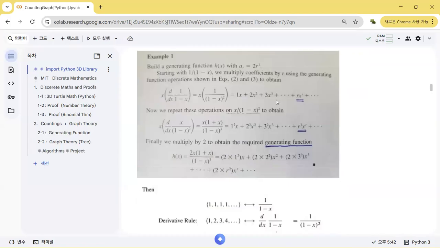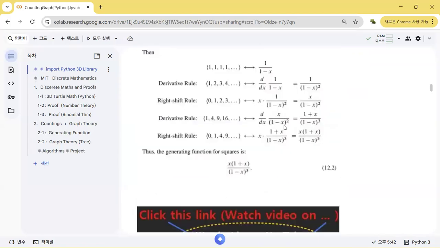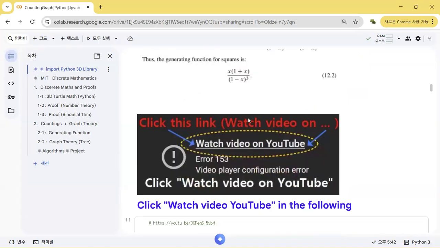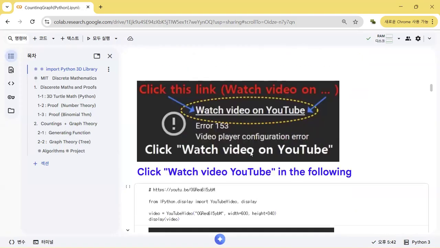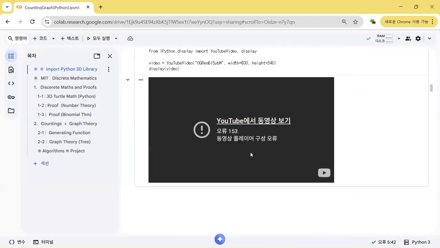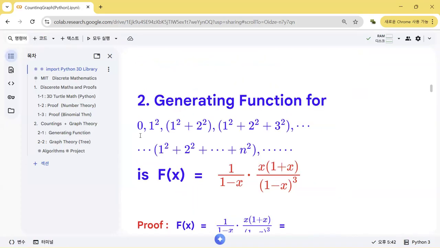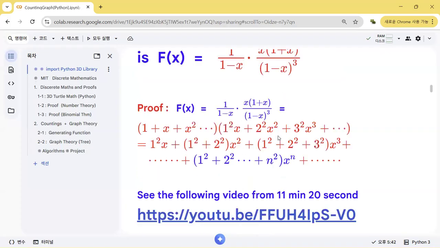So you may see this one. Well, you may read this one, or you can watch this YouTube video. And then finally, what is the generating function? Is it 0, 1 squared, 1 squared plus 2 squared, 1 squared plus 2 squared plus 3 squared? This is important because now we want to find the generating function for the sum of squares.